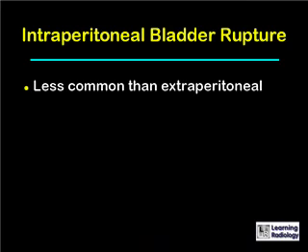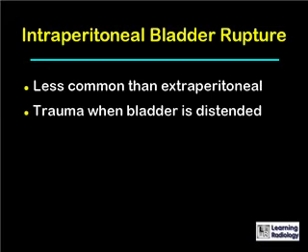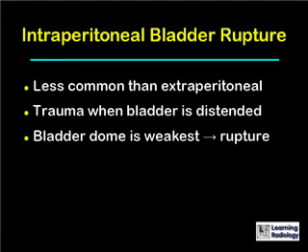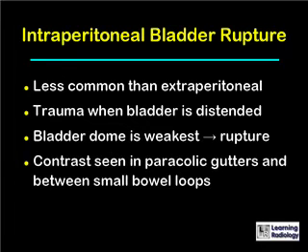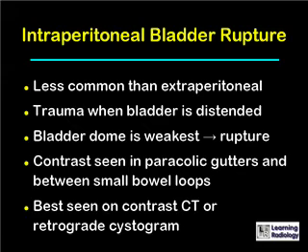Intraperitoneal bladder ruptures are less common than the extraperitoneal form of bladder rupture. Usually, these occur when the bladder is distended. The bladder dome is the weakest point, and it is the first that tends to rupture. Contrast may be seen in the paracolic gutters and between loops of small bowel. Bladder ruptures are best seen on contrast CT scans or retrograde cystograms.